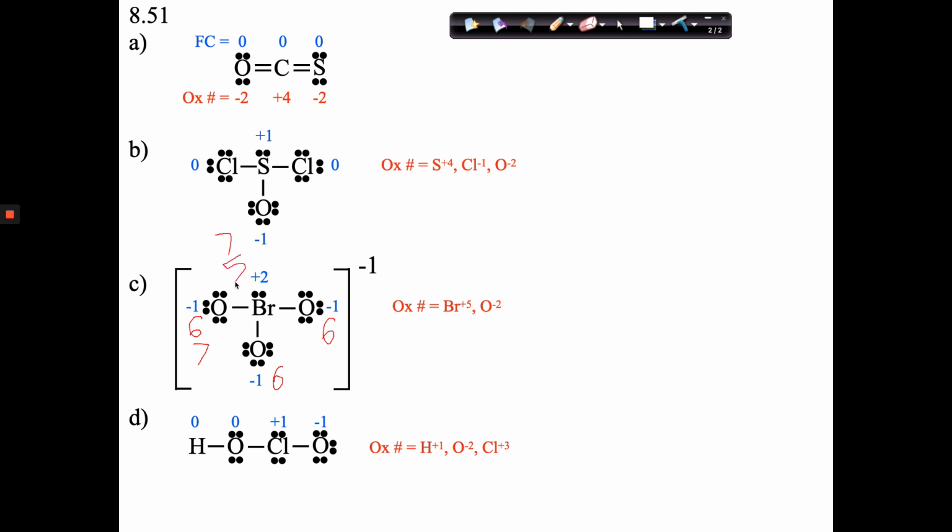This oxygen's got 1, 2, 3, am I in your way? Okay, so 1, 2, 3, 4, 5, 6, 7. 6 minus 7 is minus 1. And then 1, 2, 3, 4, 5, 6, 7. 6 minus 7 is minus 1. Is that okay? Okay, now let's do this.